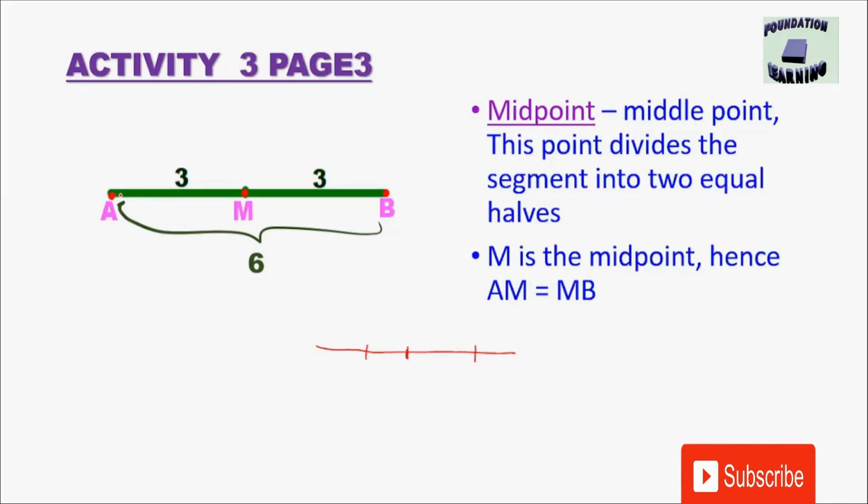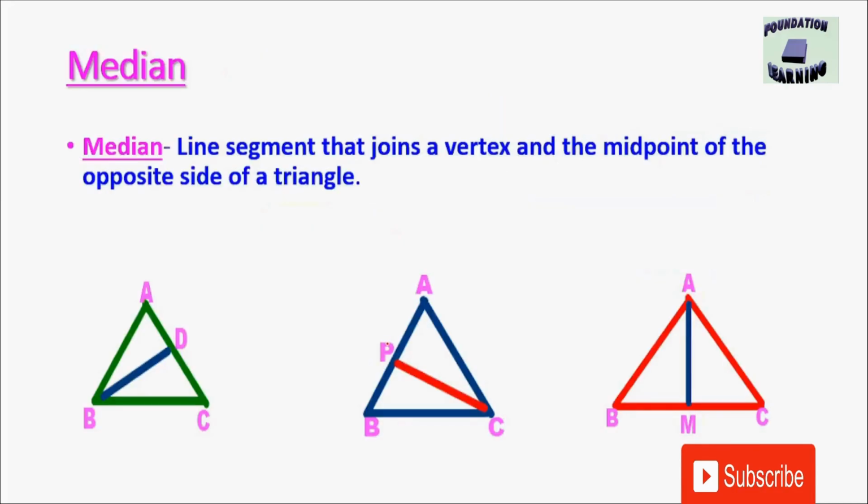Now here you have a segment AB. The total length of the segment is 6 and M is exactly the center. So AM will be 3 and MB will also be 3. So M is the midpoint, hence AM is equal to MB. So remember, whenever there is a midpoint, that means it divides the segment into two equal halves.